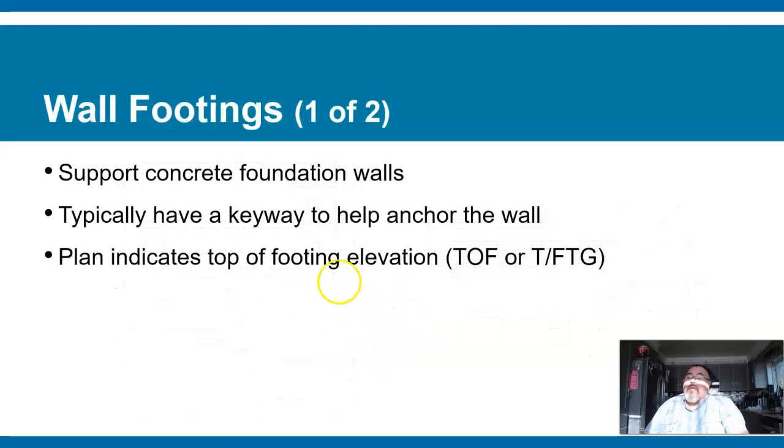Wall footings. They support concrete foundation walls. And they typically have a keyway to help anchor the wall. So that's that groove. So it's a wall built on top of a footing. And if it's not done monolithic, all in one continuous liquid pour, then you pour the footing, which is a rectangle that lays on the bottom, and then put the wall on top of that.